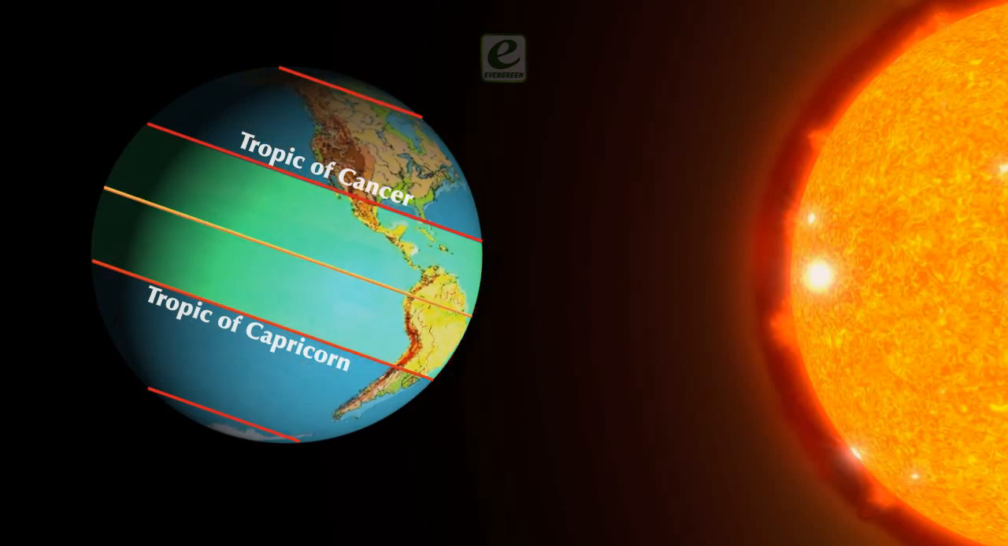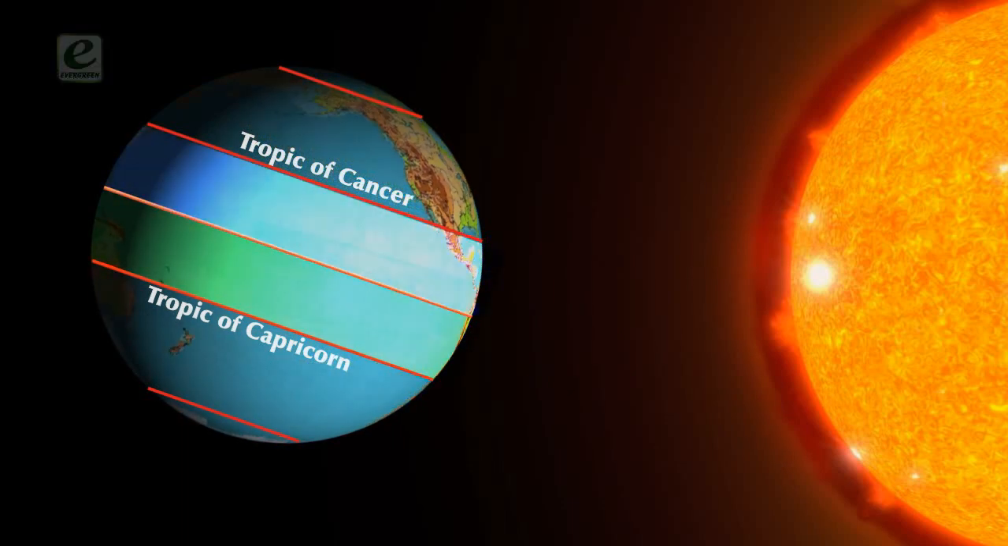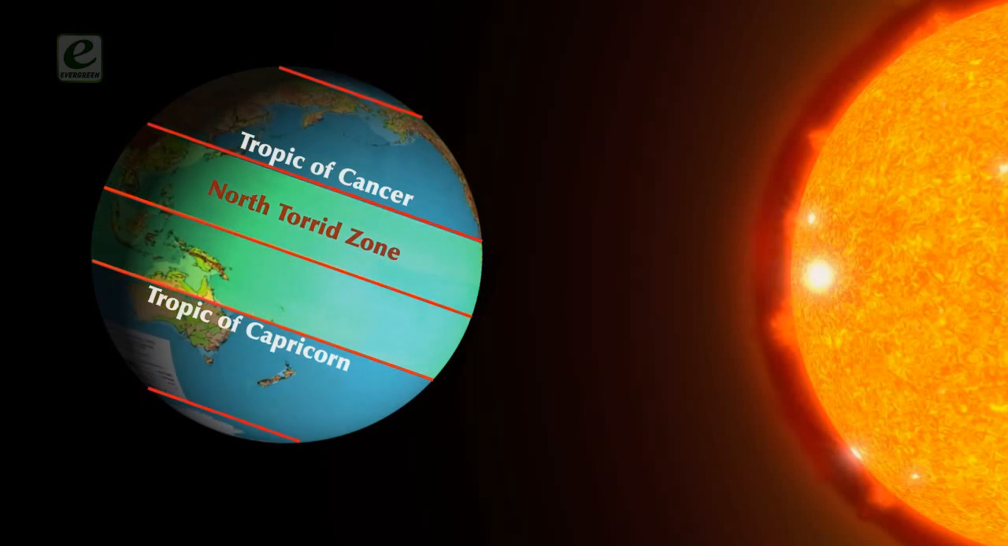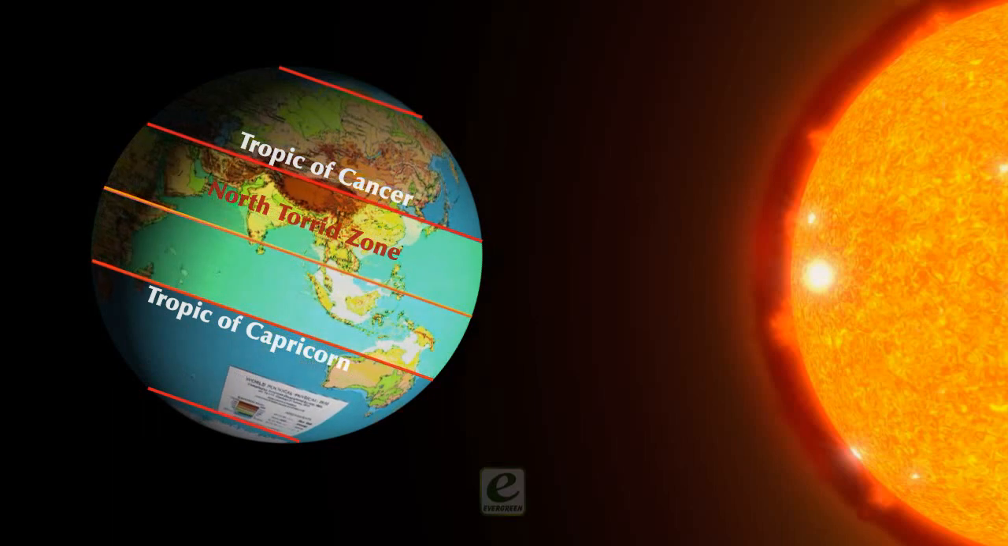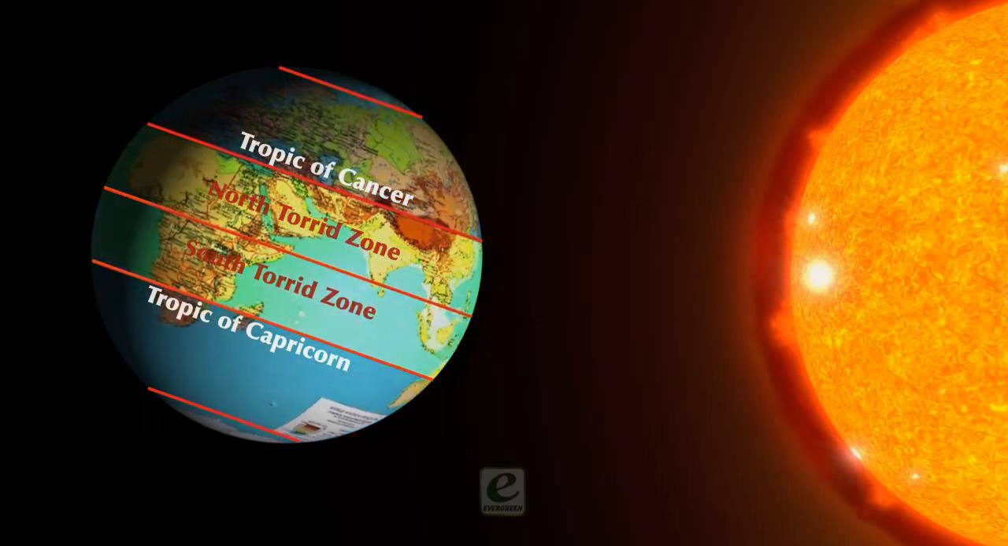The region between the equator and the Tropic of Cancer is called the North Torrid Zone, whereas the region between the equator and the Tropic of Capricorn is called the South Torrid Zone.